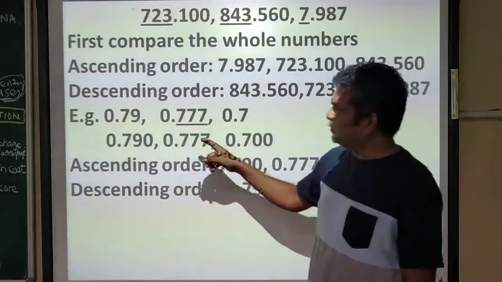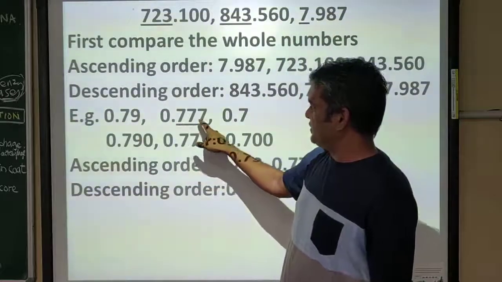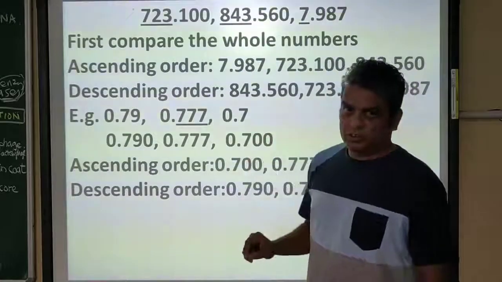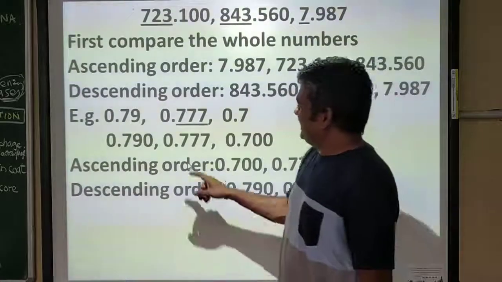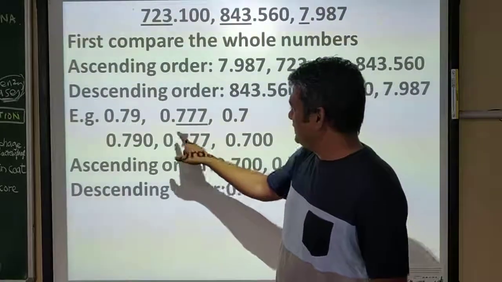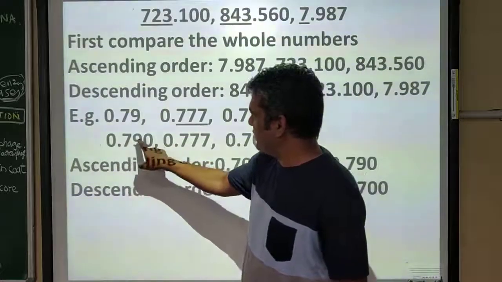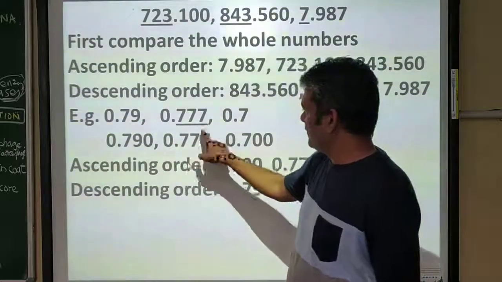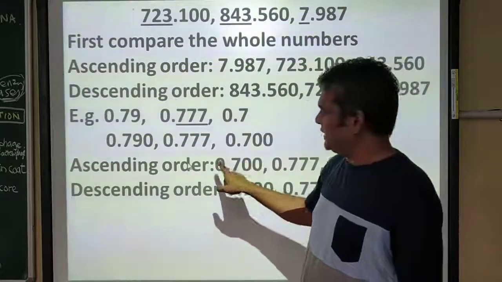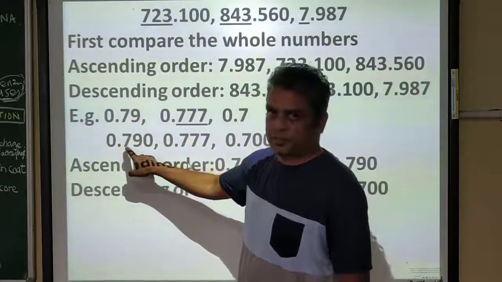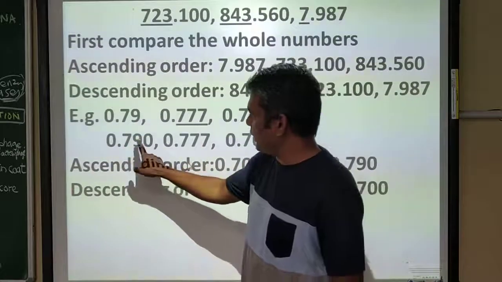Another example is given without the whole numbers: 0.79, 0.777, and 0.7. What do you do first? Make them like decimals. See the maximum number of places, and add the zeros and make it exactly the same. So it becomes 0.790, 0.777 will remain the same, and 0.700. And then after that, you see the first decimal place value, 7, since they are all same. Then you go to the next.